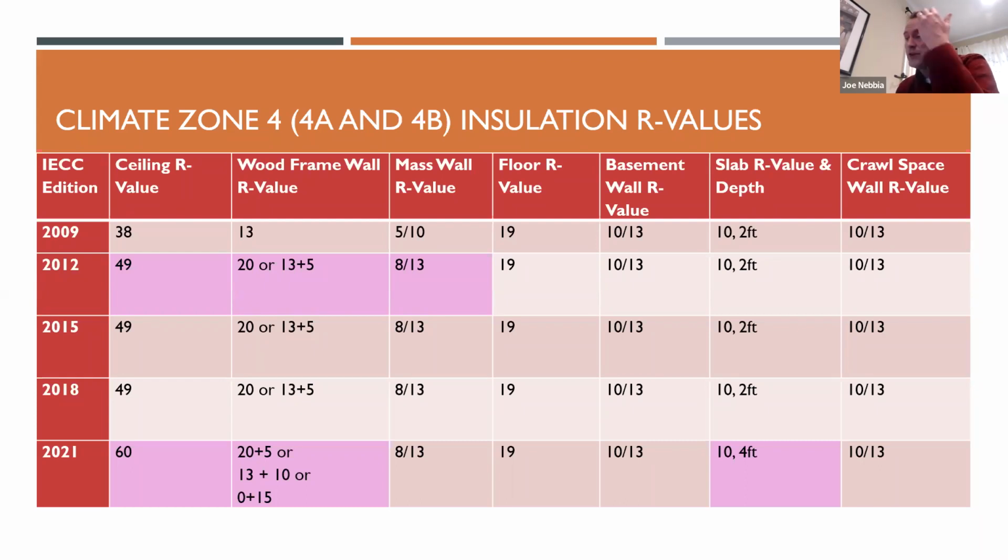Basement wall R value is more stringent than in climate zone 3. It's a 10, 13, so that's 10 continuous or 13 cavity. And then finally, we have a sort of a change in stringency. It's the same R value of R10, it's slab edge, but the new linear distance of that insulation is 4 feet in climate zone 4, where it used to be 2 feet. So that's a change there in the linear distance of that insulation. And then finally, crawl spaces are R10 continuous or R13 cavity insulation.